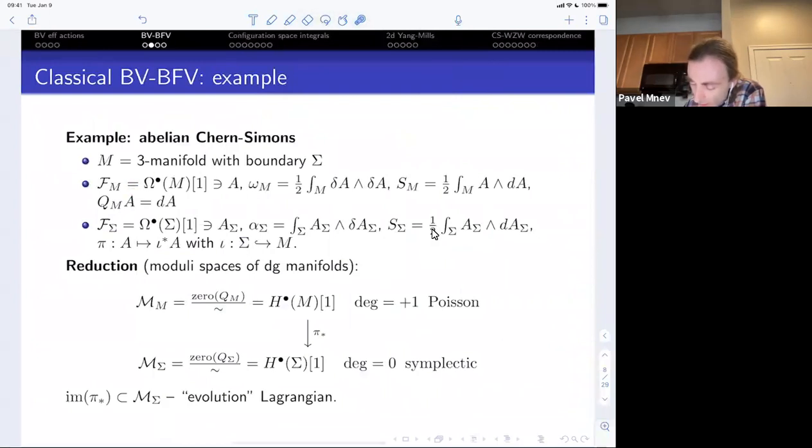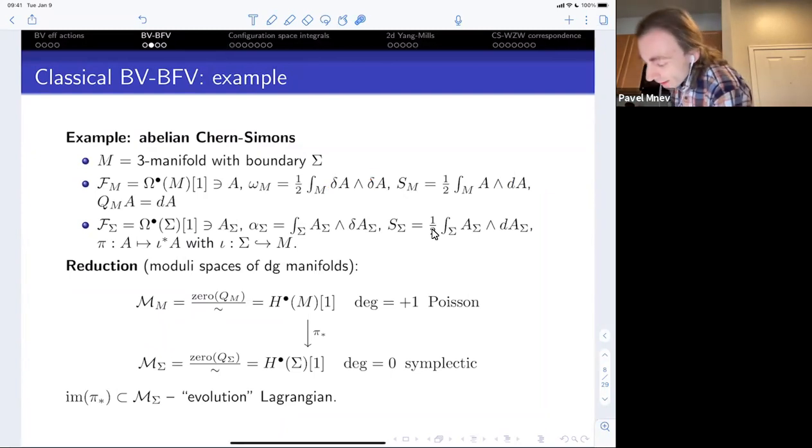So here, the bulk fields are just, again, non-homogeneous differential forms with homological degree shifted by 1. Again, the symplectic form is just the integral of delta A wedge delta A. I should call delta the de Rham differential on the space of fields, as opposed to d, which is the geometric de Rham operator on the manifold M. The action is just the usual abelian Chern-Simons action, A dA, but we need to remember that A is a non-homogeneous differential form. And the homological vector field, or BRST operator, is the lifting of the de Rham differential on M.